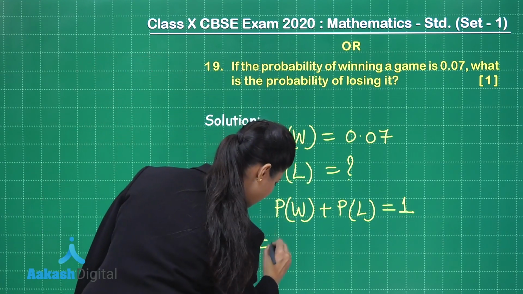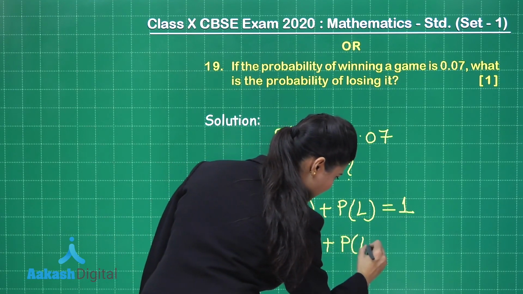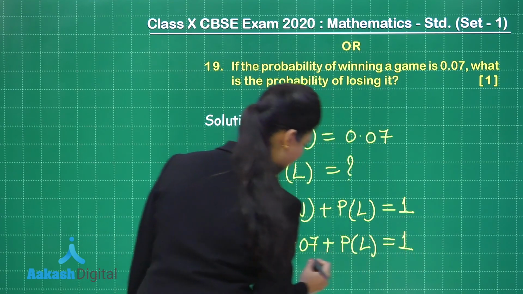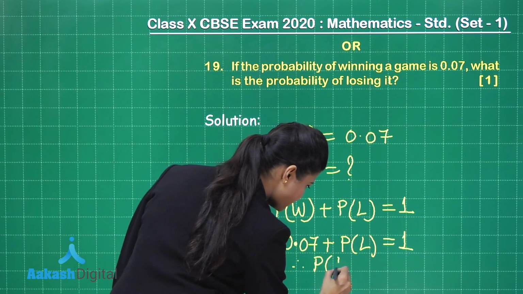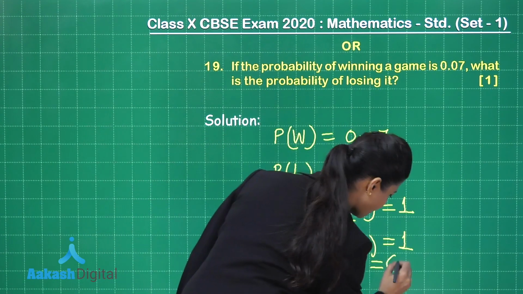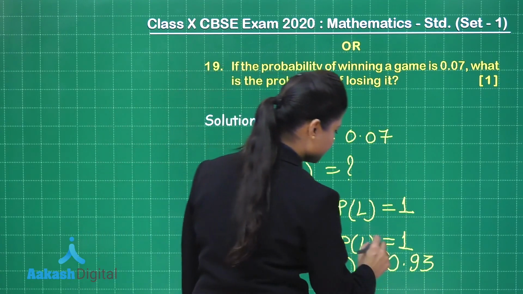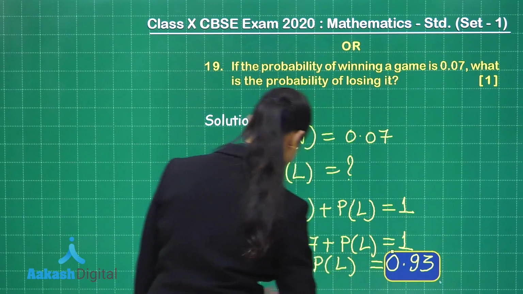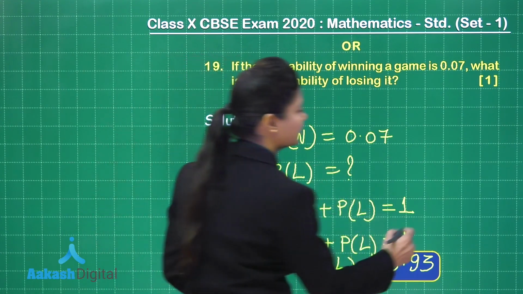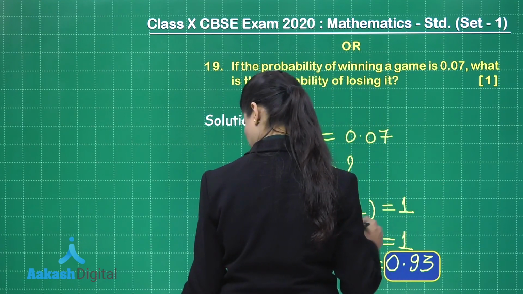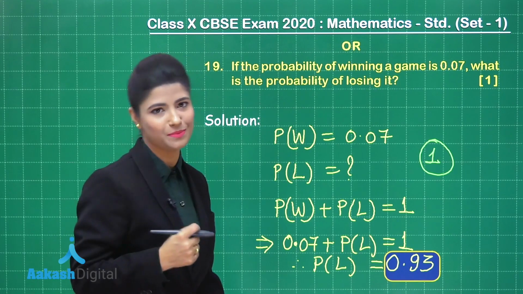So here I get 0.07 plus probability of losing the game equal to 1. And you can simplify this to get here the required probability of losing the game. This is equal to 0.93. So here we get the required answer for this question as 0.93. So for answering this question as 0.93, you will get complete 1 mark for this question. I hope it's clear to you. Now let's proceed to question number 20.